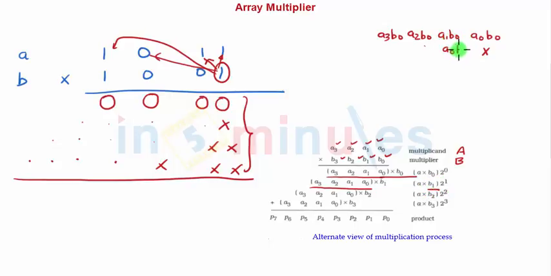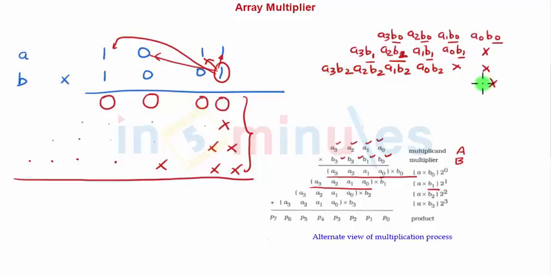So A0 B1, A1 B1, A2 B1, A3 B1. Again, see, this is all ones because it's all into B1. Here it was all into B0s. Here it will be all into B1. Similarly, now I'm not going to explain. We have understood this will all be into B2. And the last one would be all into B3.